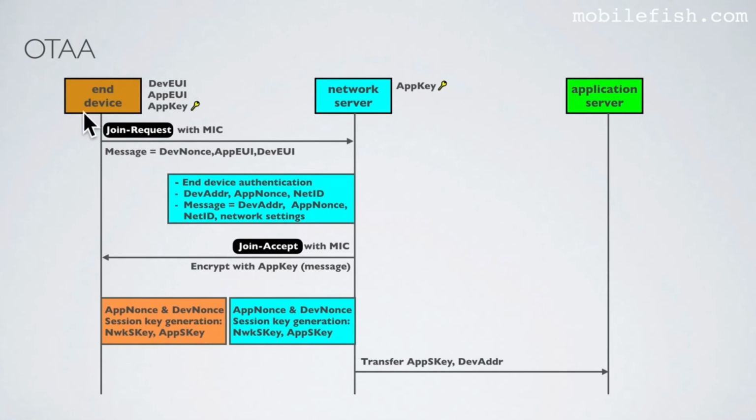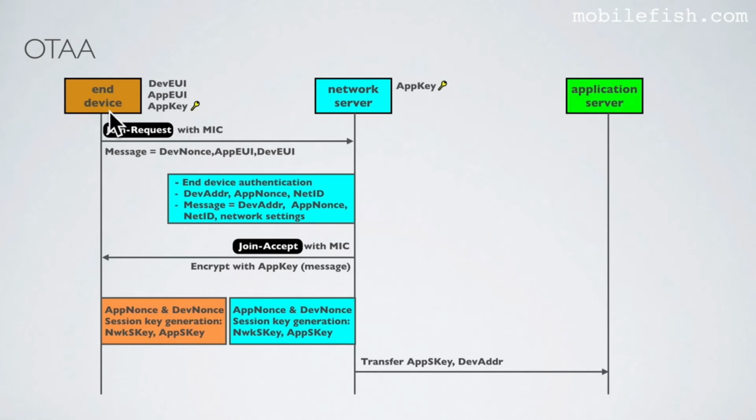The end device generates the dev nonce, which is a randomly generated number to prevent rogue devices replaying the join request. The end device constructs a message containing the dev nonce, app-EUI, and dev-EUI. Over this message, the message integrity code is generated by the app key. Dev nonce, app-EUI, and dev-EUI are not encrypted by the app key.